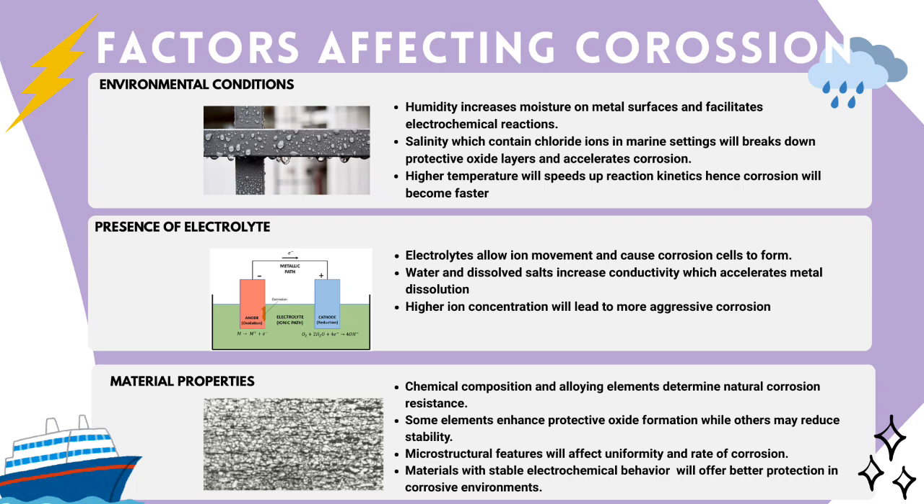And the last point is material properties. The chemical composition and also alloying elements determine a material's natural corrosion resistance. Elements like chromium and nickel enhance the protective outside layer, while others reduce stability. Microstructural features such as grain sizes and phases also affect how evenly and quickly corrosion will occur. So overall, materials with stable electrochemical behavior will perform better in corrosive environments.